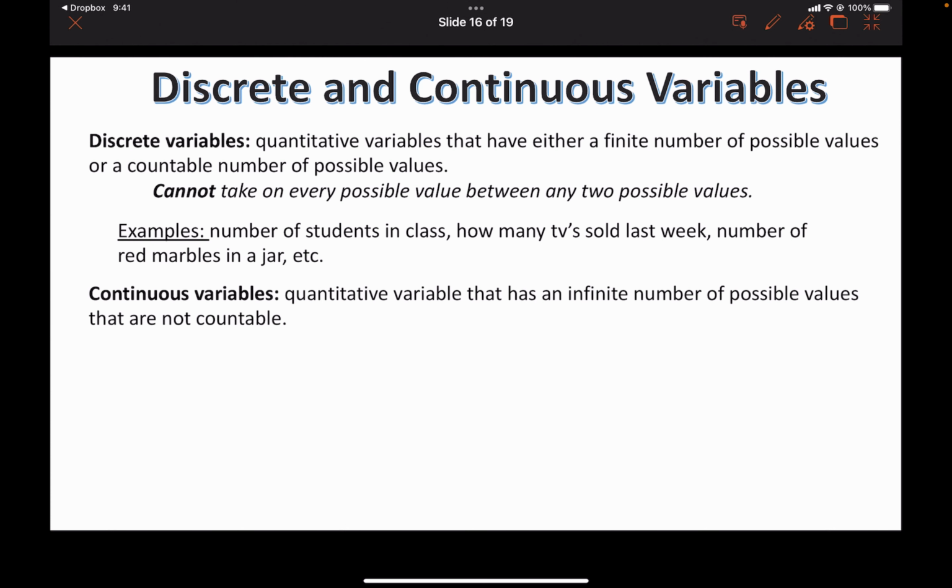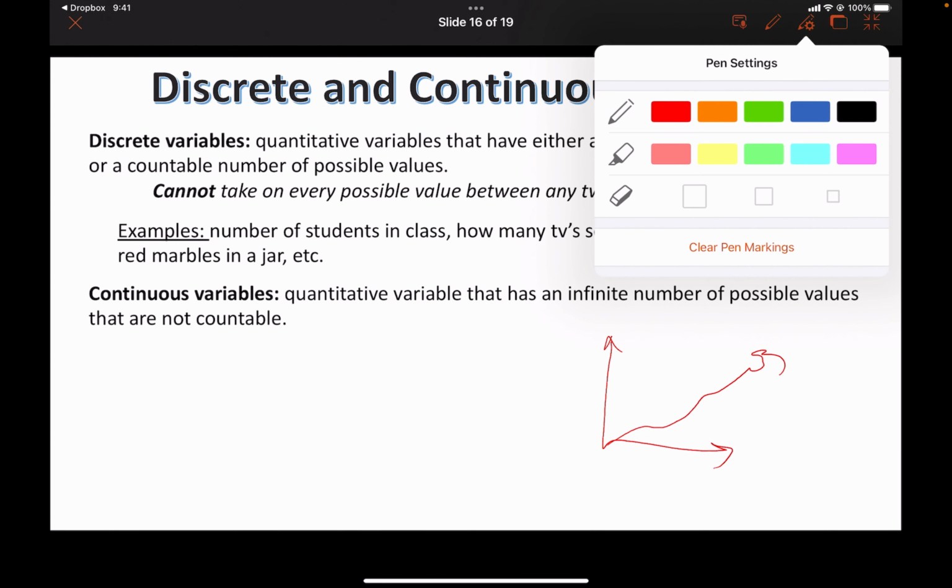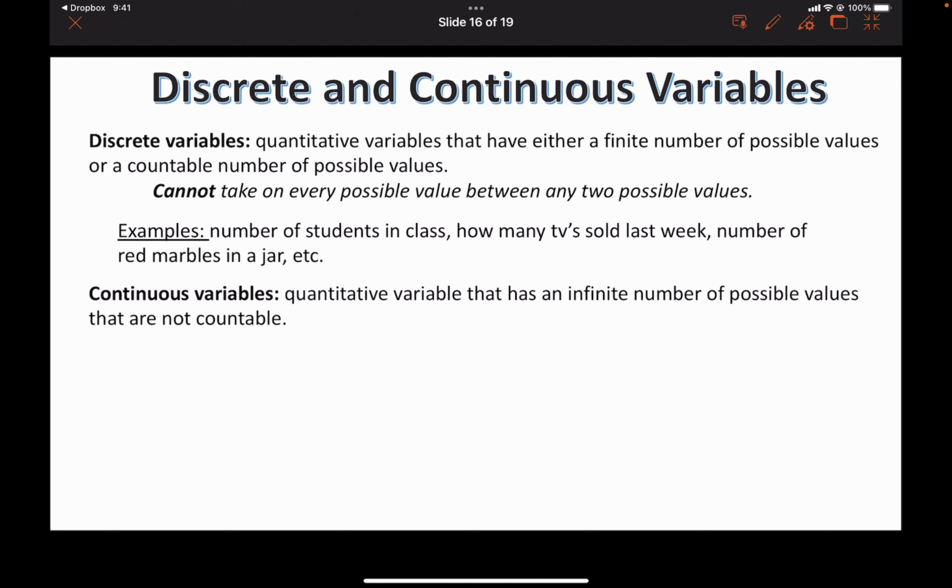Continuous variables, they have an infinite number of possible values. They're not countable. So they can take on every possible value. If I was going to graph it, once again, here's my lovely graph, I would not lift my pencil when I graphed it. That's a beautiful graph because it can take on every possible value.